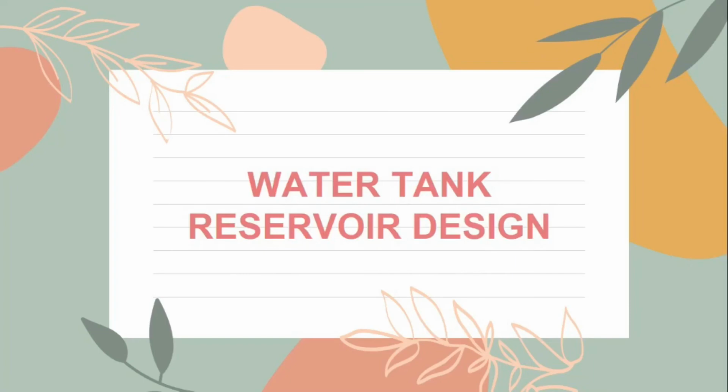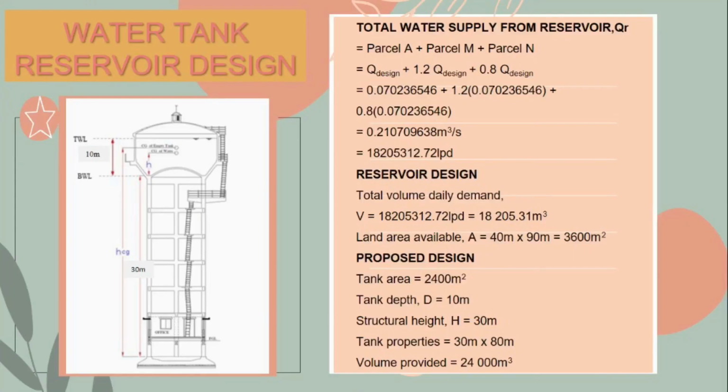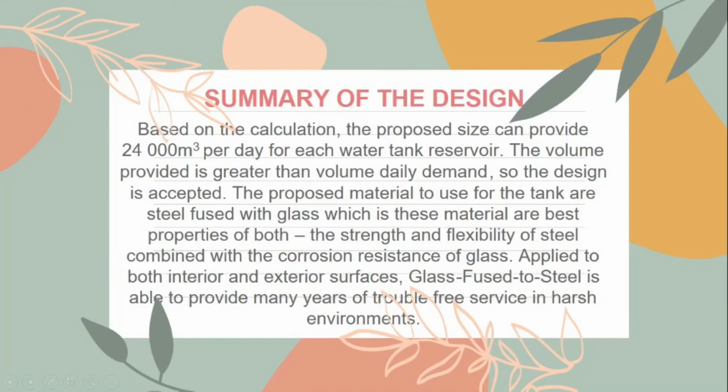After completing all the processes, we need to design a water tank reservoir. This is the location of the proposed reservoir. To design a water tank reservoir, first we need to calculate the total water supply from the reservoir, and then we calculate the total volume of daily demand, and the volume provided for the tank is 24,000 meter cube. Based on the calculation, we can conclude that the design is accepted.